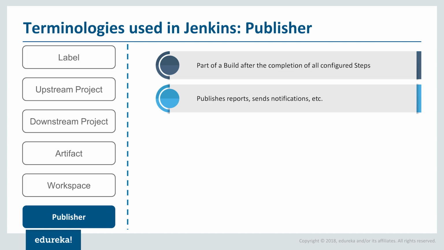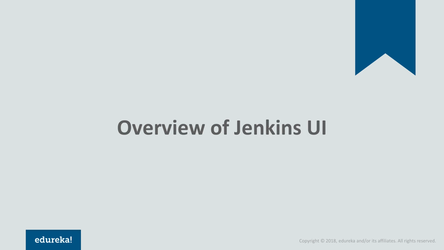So that was about the terminologies used in Jenkins. We will get familiar with more and more of them as and when we work with our Jenkins course. So let's familiarize ourselves with the Jenkins UI now. How does it look? What are the components we have? And what are the options available for us?